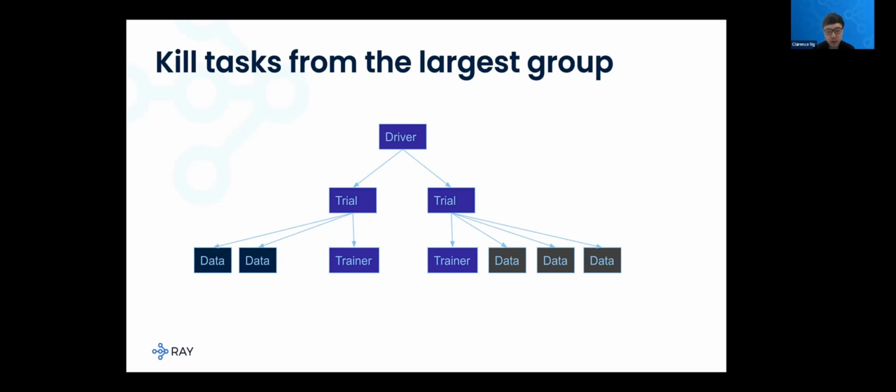So when the node is running out of memory, it'll pick the largest group. In this case, it'll just pick the left group, and it kills one of the tasks. So let's assume the node is still running out of memory. Then the process repeats. It picks the largest group. In this case, the data group on the right is larger than the data group on the left, so it kills a task on the right group. So now you have 2 in each of the data groups. So let's say the process keeps continuing. If the node is still running low on memory, after a certain point, there's only 1 task left for each of the trials.